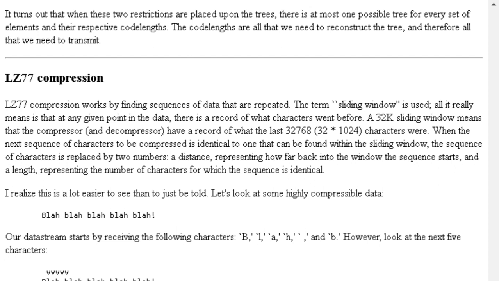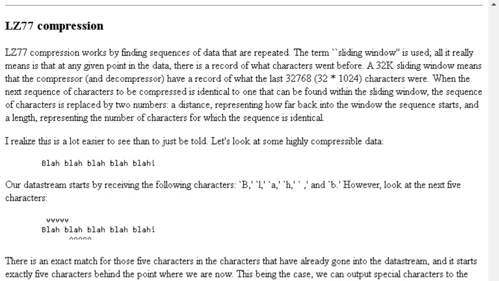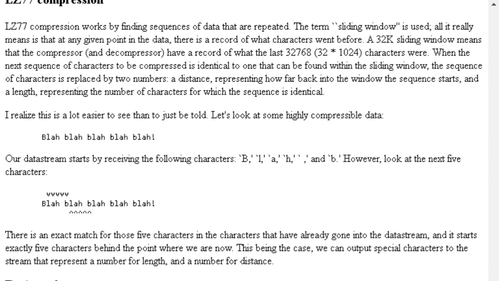I realize this is a lot easier to see than to just be told. Let's look at some highly compressible data. Blah, blah, blah, blah, and blah with an exclamation mark. What is the real word for that? Our data stream starts by receiving the following characters. And so it's just saying BLAH, but it's quoting those and putting it in a parenthesized list. And B. However, look at the next 5 characters.